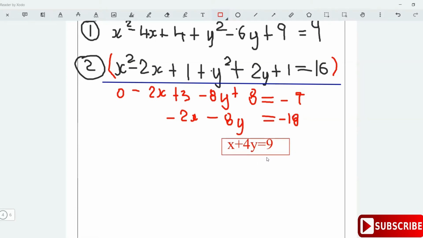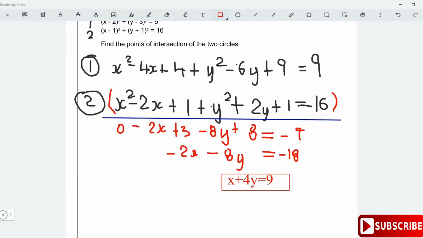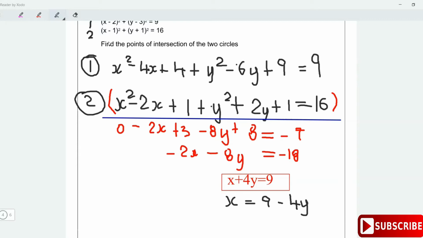Now, if you substitute the line of intersection into any one of these equations, you get the point of intersection. So what I want us to substitute is make x the subject from here. Making x the subject, we get x is equal to 9 minus 4y. And so we plug x as 9 minus 4y into any one, either equation 1 or equation 2. So let's say equation 1.